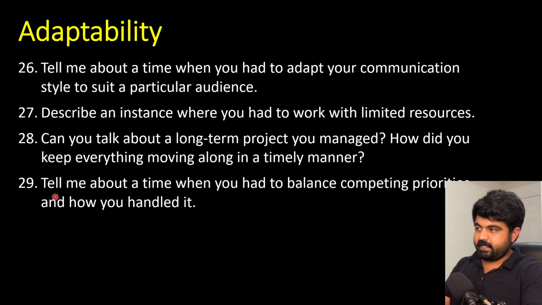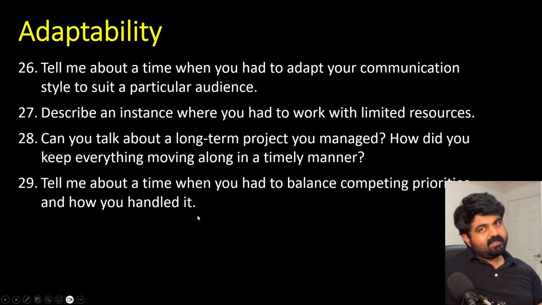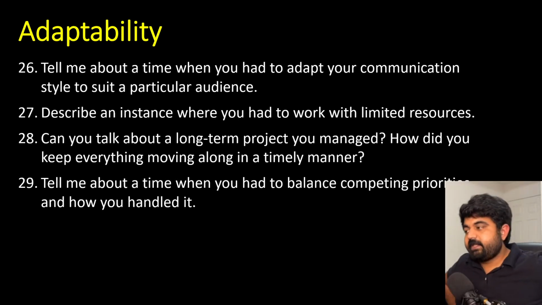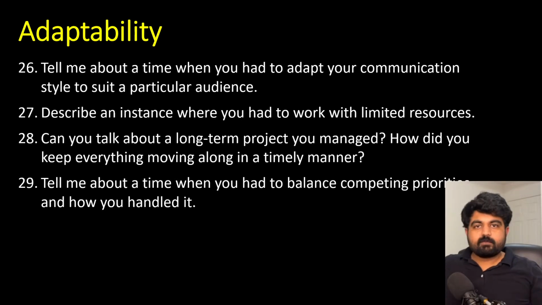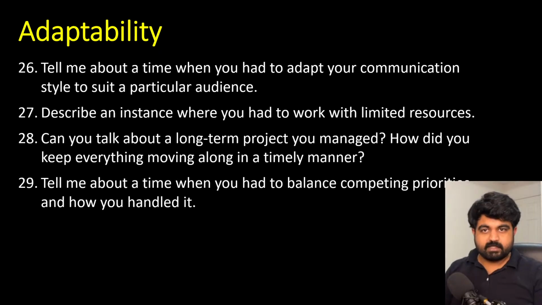Okay, question number 29. Tell me about a time when you had to balance competing priorities and how did you handle it? That's a very real life scenario and probably a very important question, because in many different companies, there might be two different product owners coming to you saying, hey, my priority is more urgent, my priority is more urgent, I want this done yesterday, I want this done yesterday. How do you manage that?